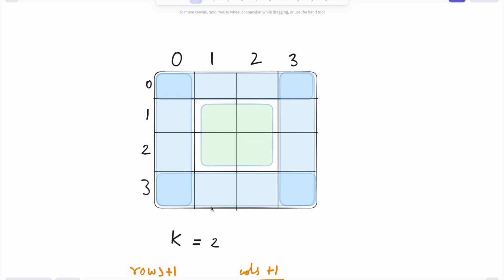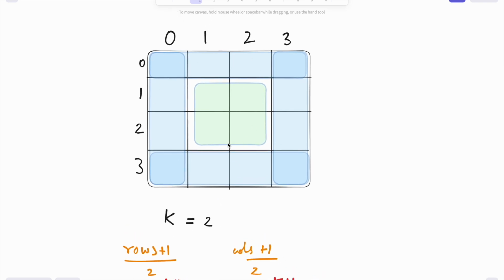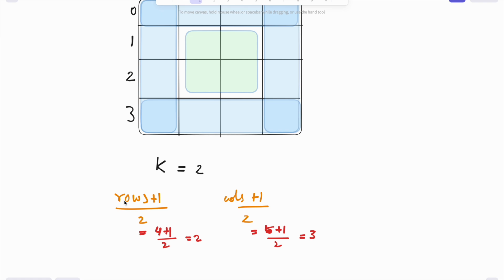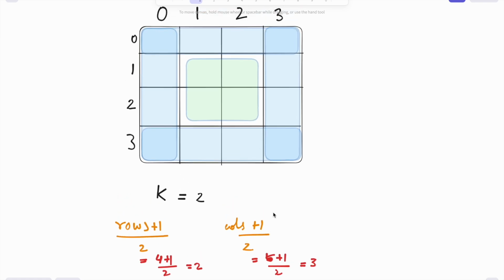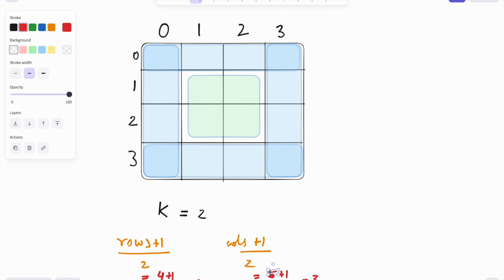In this matrix, it's going to be a square matrix itself, so the number of rows is equal to the number of columns. Here, as you can see, the layers are 2. For this, the formula could be rows plus 1 by 2 or columns plus 1 by 2. Over here the value shouldn't be 5, it will obviously be 4. So please ignore that.